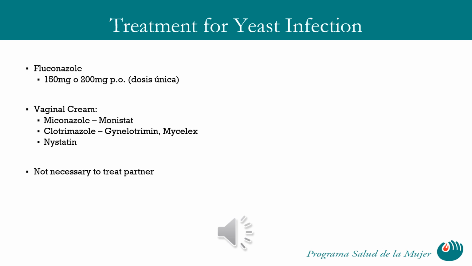In treating yeast infections, commonly caused by Candida albicans, we have effective options. Oral treatment involves fluconazole given as a single dose of either 150 milligrams or 200 milligrams. This systemic approach is often preferred for its ease of administration and good efficacy. Alternatively, vaginal creams such as miconazole, clotrimazole, or nystatin can be used. These topical treatments are applied directly to the affected area and are effective in alleviating symptoms and eradicating the infection.